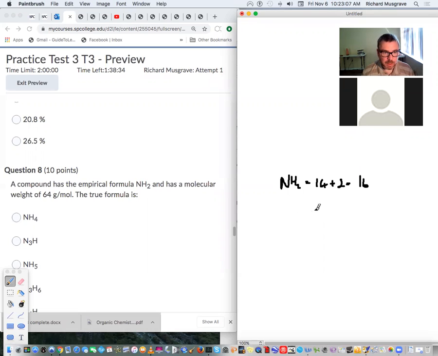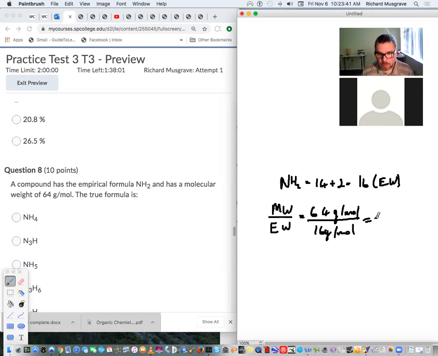The idea here is we're trying to figure out how many of these NH2 units are in the molecular formula, which is 64 grams. So what we do is we take the molecular weight divided by, and I'll call this empirical weight because it's the weight of the empirical formula. So I divide them into each other. I've got 64 grams per mole divided by 16 grams per mole, which is going to be 4.